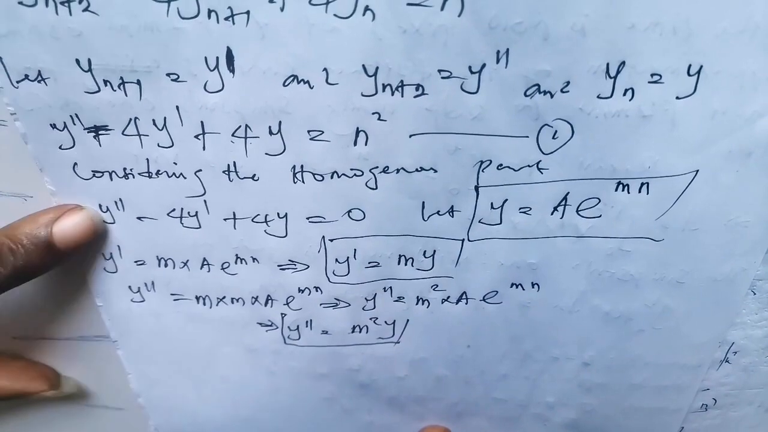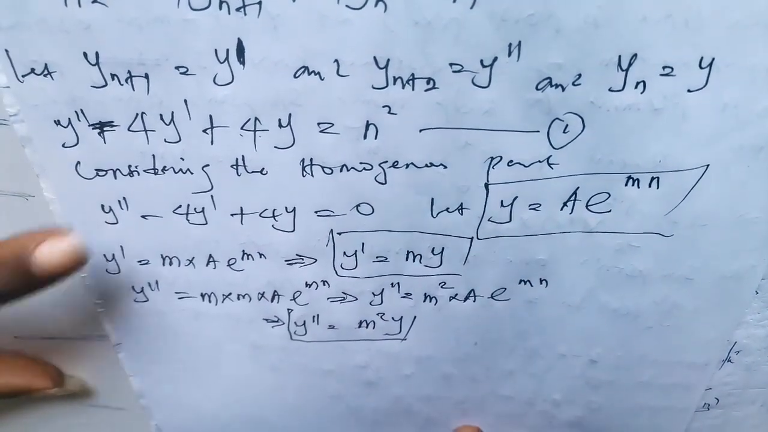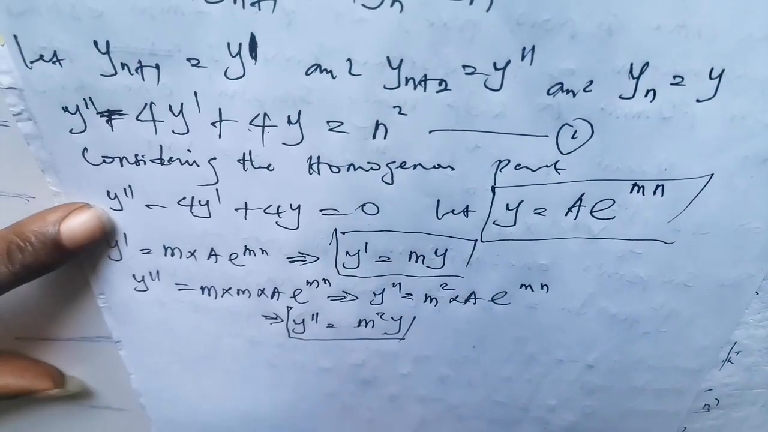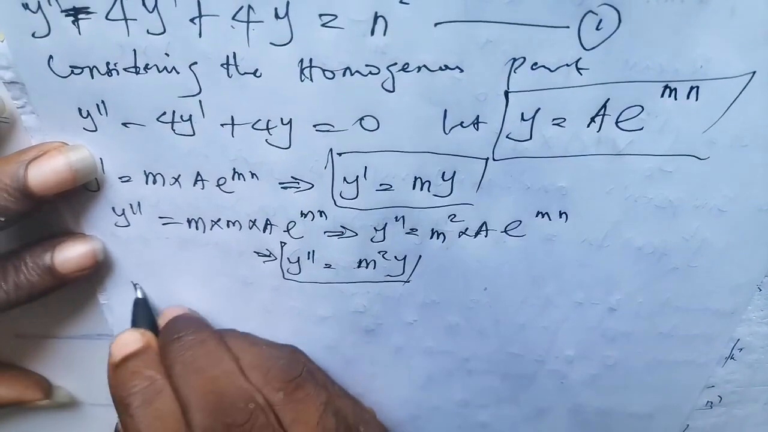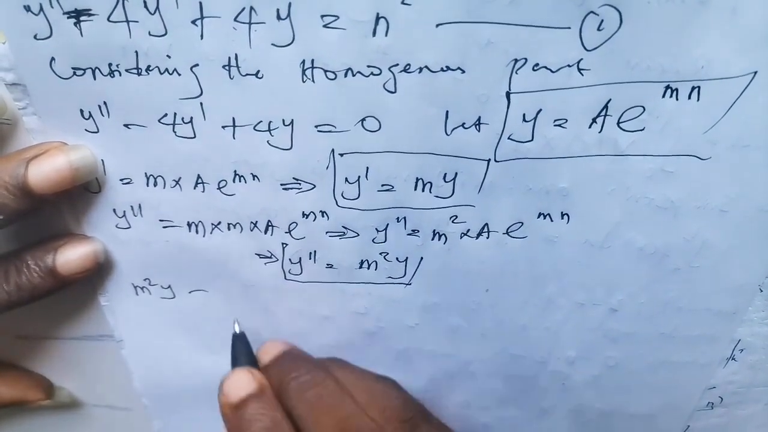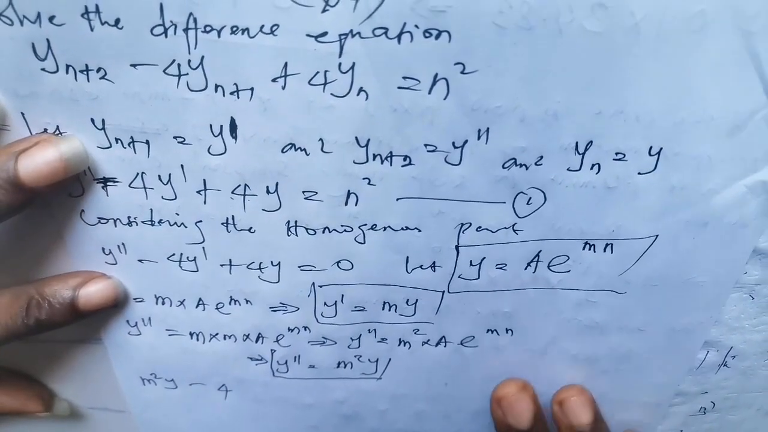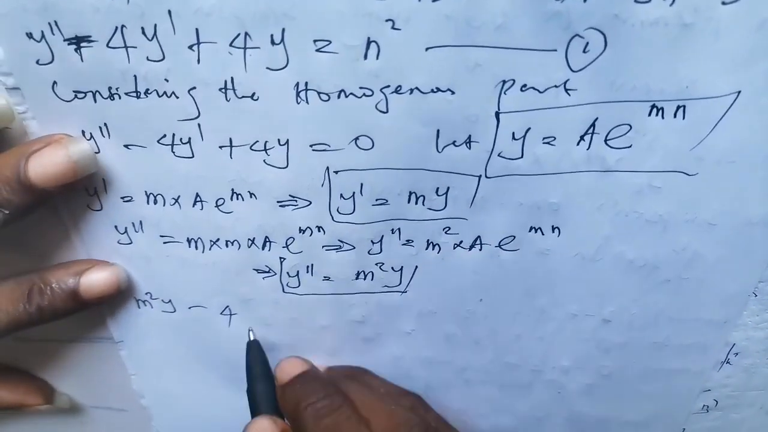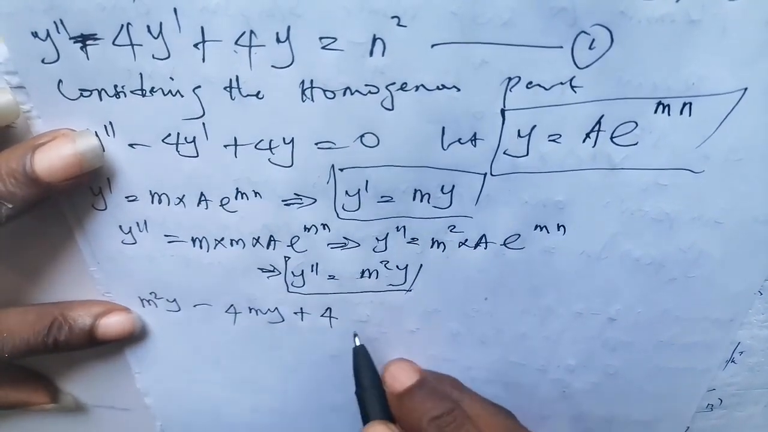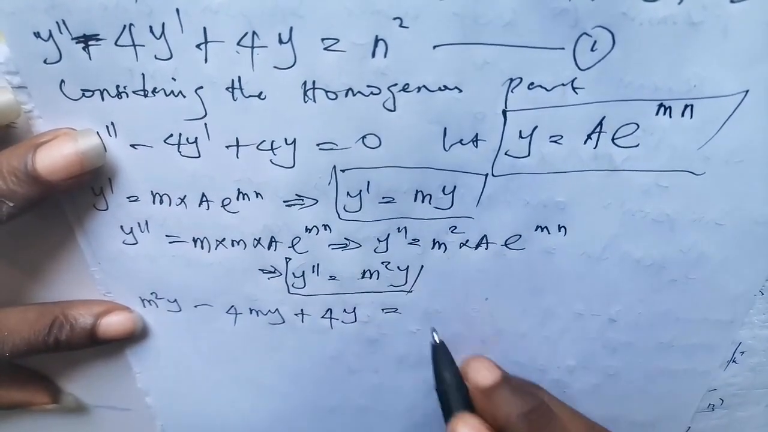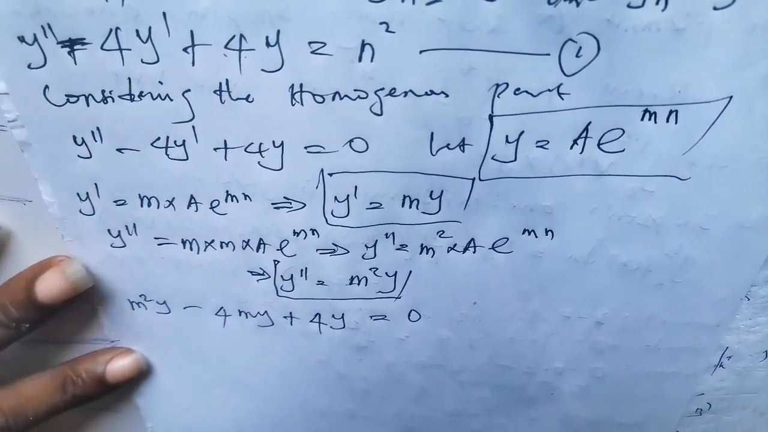So remember, we have y prime prime minus 4y prime plus 4y equals 0. Now what is y prime prime? Y prime prime equals m squared y. So I will simply have m squared y minus 4y prime, and y prime gives us my, so minus 4my plus 4y, and that's equal to 0. So this is the homogeneous part of the differential equation.